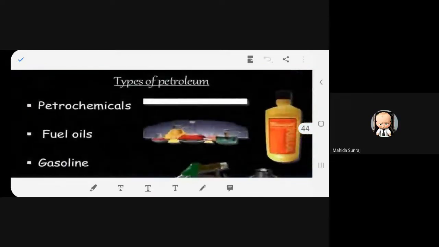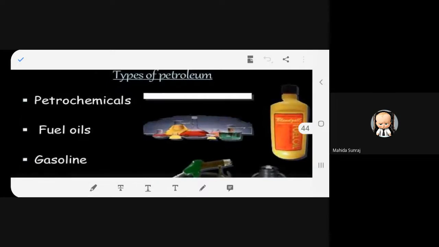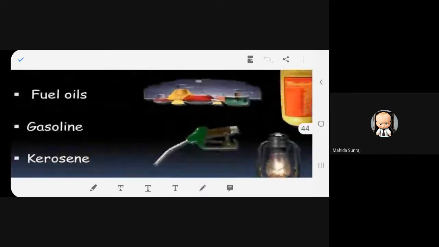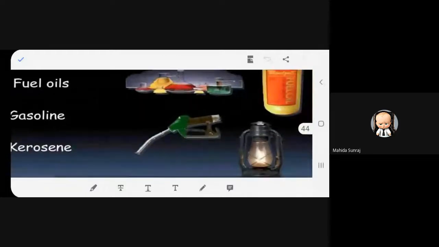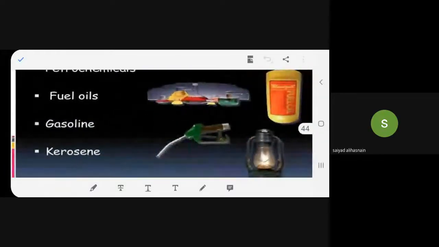Now we'll see the types of petroleum products in figure 4. First is petrochemicals, the chemicals that you get from petroleum. Next is fuel oils. You know what fuel oils are? I told you petrol, diesel. Then we have the gasoline, and next we have the kerosene. You can see all these things where we are using. Is it clear? All these are fuel.